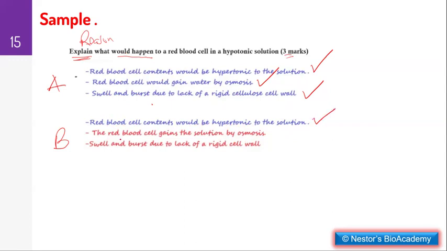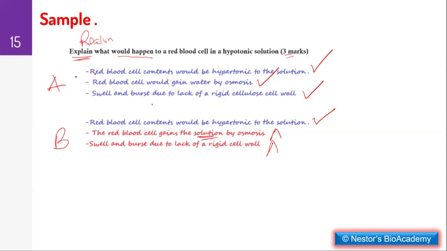But then let's read the next sentence. The red blood cell gains the solution by osmosis. We lose marks from here, because the student says the red blood cell gains the solution. You must always desist from referring to osmosis as gaining or losing a solution, because osmosis is strictly movement of water or solvent molecules. So a lot of care must always be taken when dealing with questions like this.